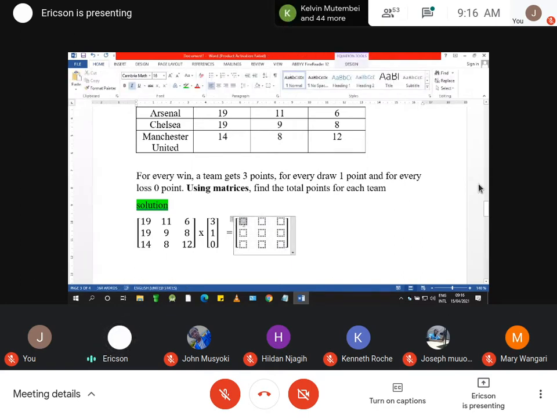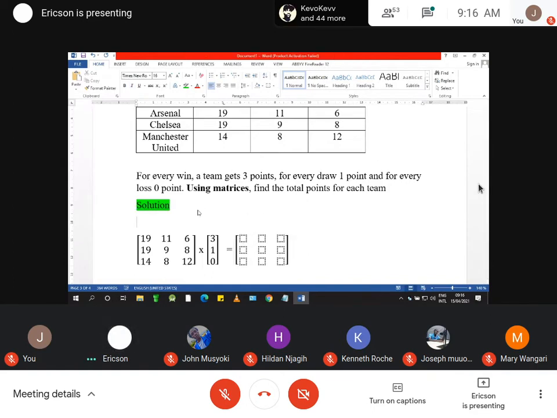And we say, or rather I believe, when you have a matrix of a particular order, the resulting matrix after multiplication of two matrices should be of order: the number of rows in the first matrix and the number of columns in the second matrix.